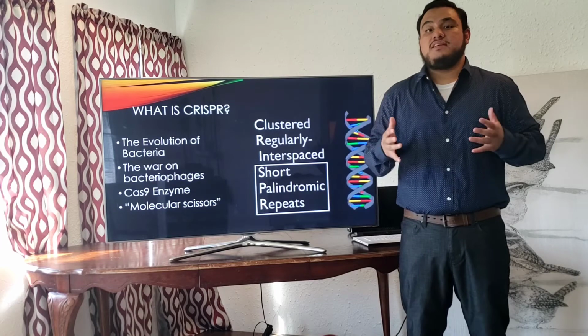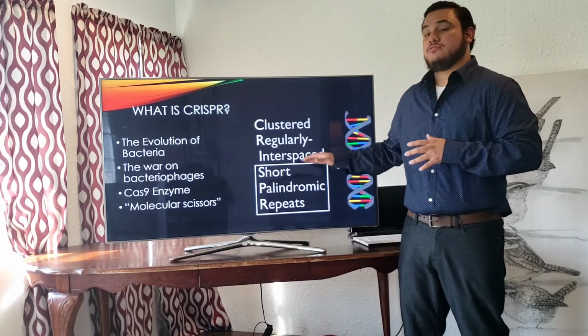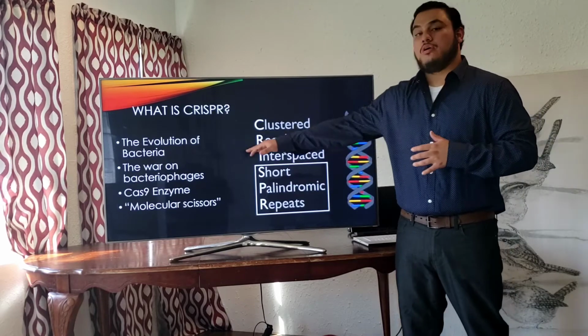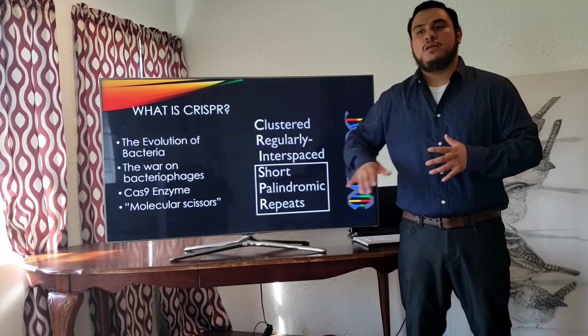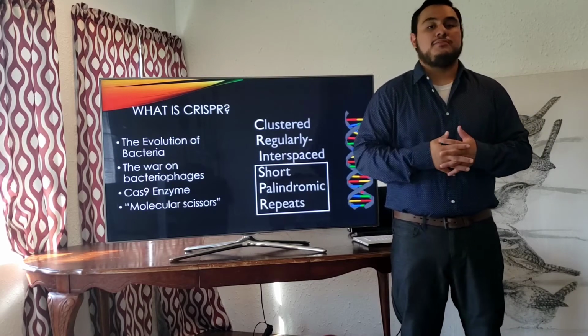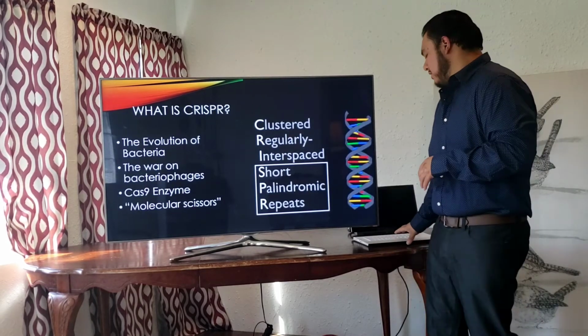Now, the overall consensus is that CRISPR is an evolutionary trait that bacteria acquired over millennia of war on their arch nemesis, the bacteriophage. The bacteriophage being, of course, a virus that specifically attacks bacteria. So let's take a look and see how that works.